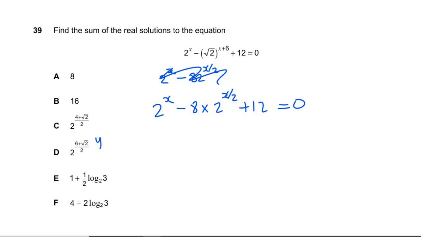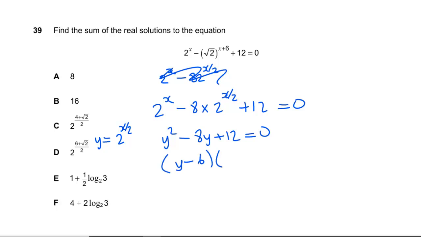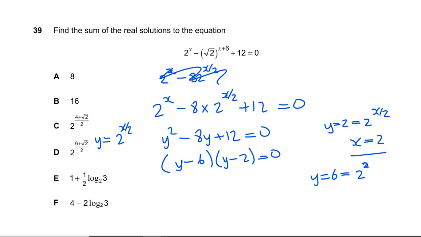So let's say that y is 2 to the x over 2. Y squared minus 8y plus 12 is 0. So I've got a minus 6 and I've got a minus 2 is 0. So if y is 2, then that is 2 to the x over 2. So, well, x would have to be 2. So that's one of them anyway. And then if y is 6, then I've got that 2 to the x over 2 is equal to 6. So that's going to be log base 2 of 6 times 2 is x.